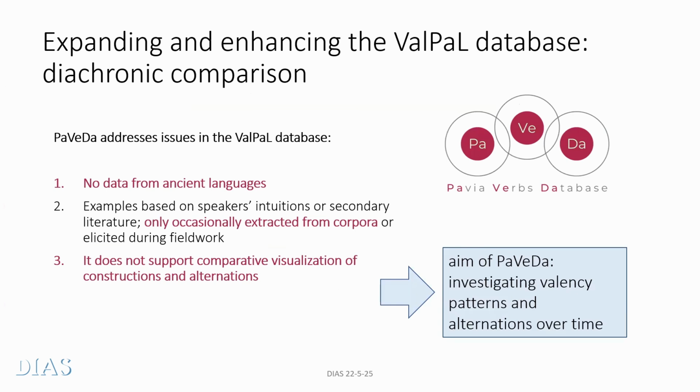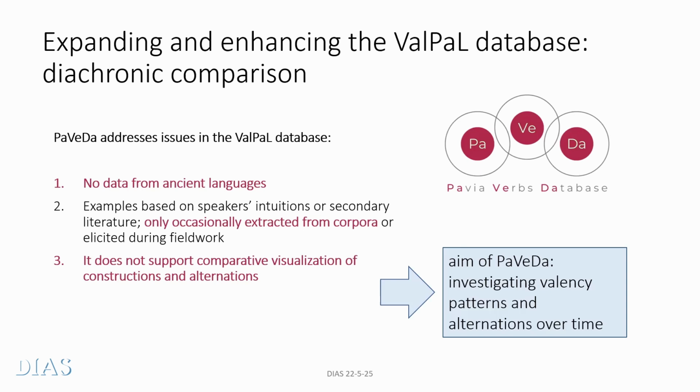So why did we decide to expand the VALPAL database? There are a number of issues in this database, but I would now like to focus on a few of them. There are no data for ancient languages, and examples were based mainly on speakers' intuition. So the scholars constructed the examples, or they were taken from secondary literature, and only occasionally were the examples extracted from corpora or elicited during fieldwork. The original database also does not support comparative visualization of constructions and alternations.